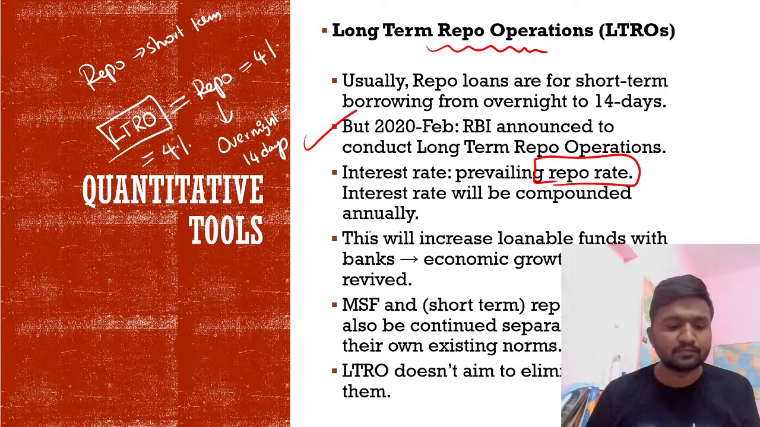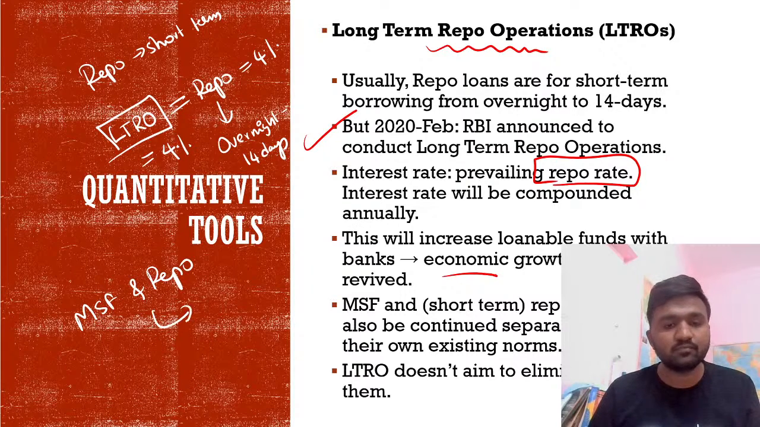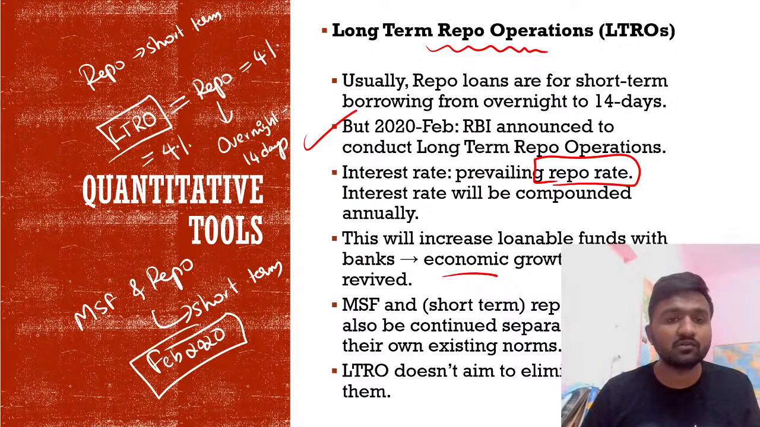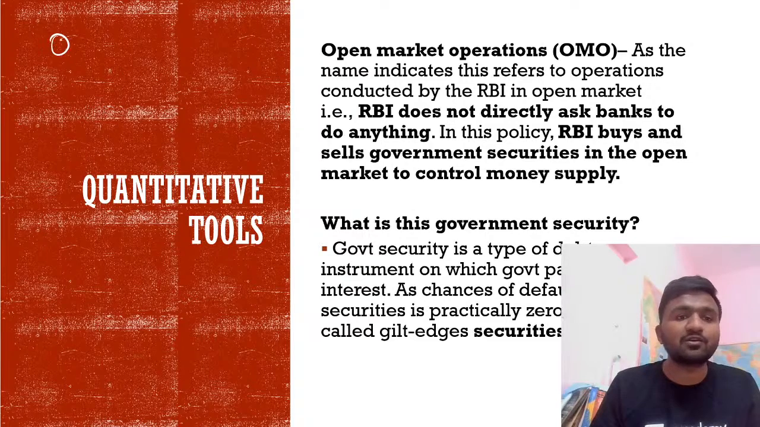Thus loanable funds will increase and economic growth can be revived. Both MSF and repo are short term. That's why we introduced LTRO from February 2020. RBI introduced another quantitative tool, long-term repo operations, LTRO. Then another quantitative tool is open market operation.